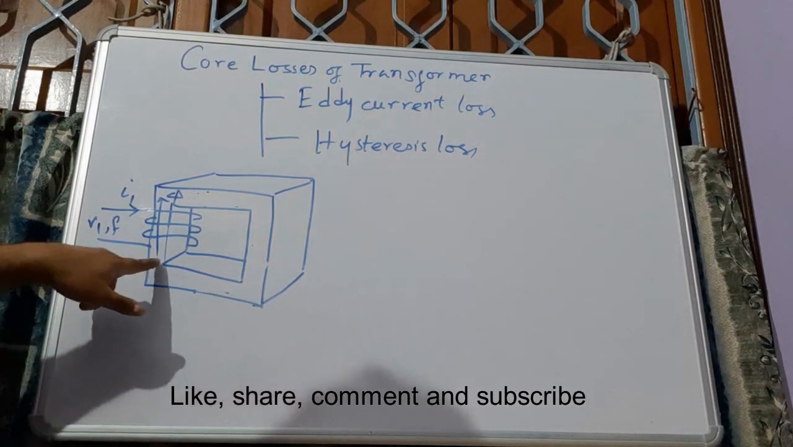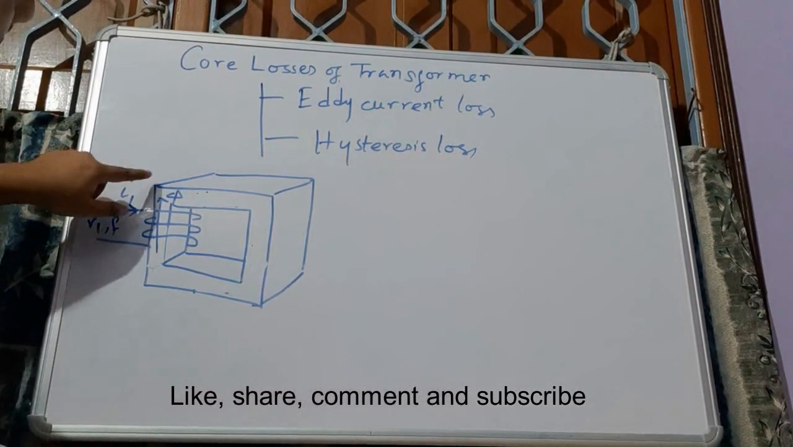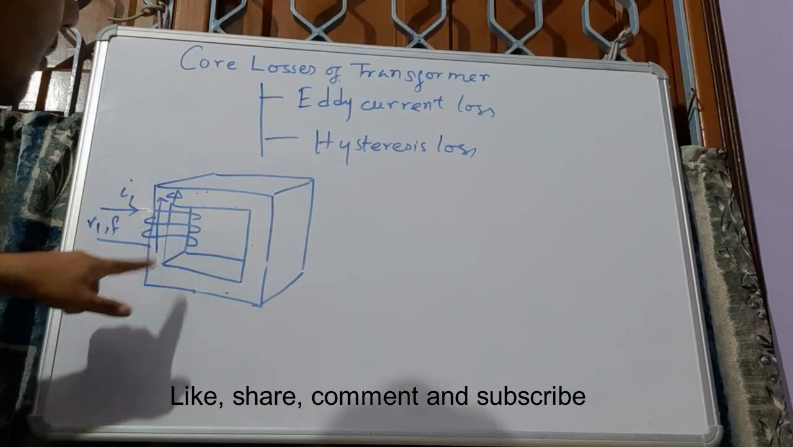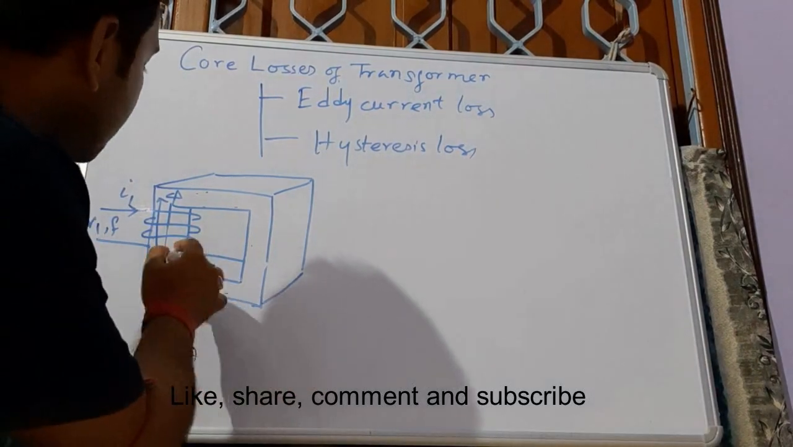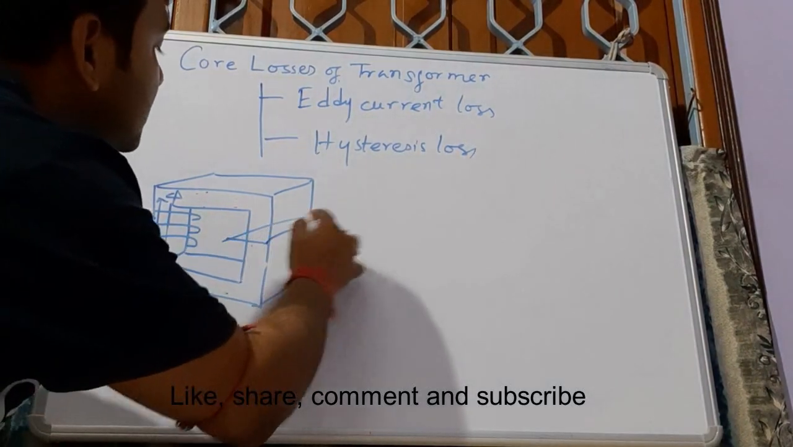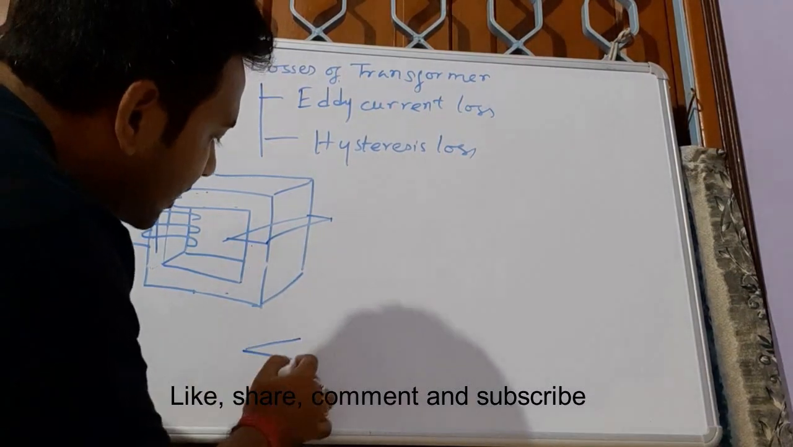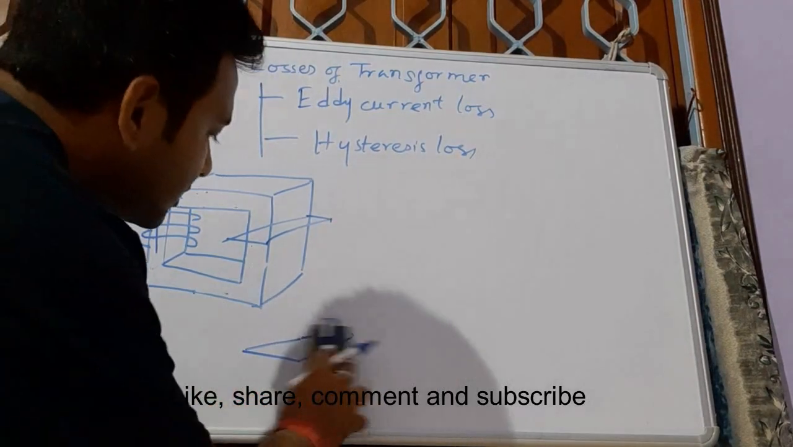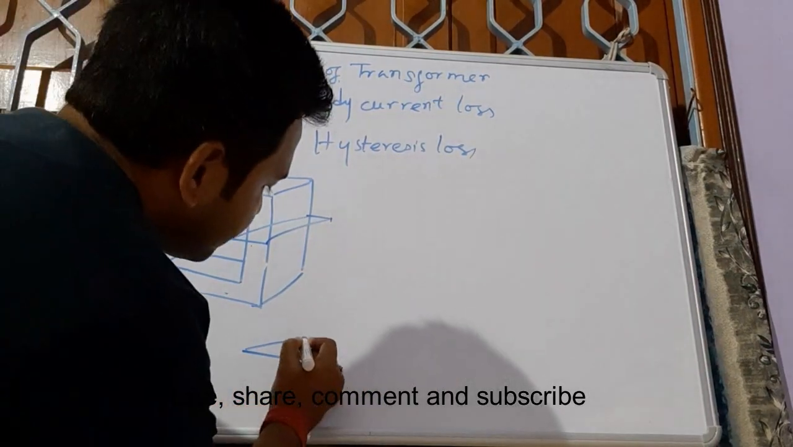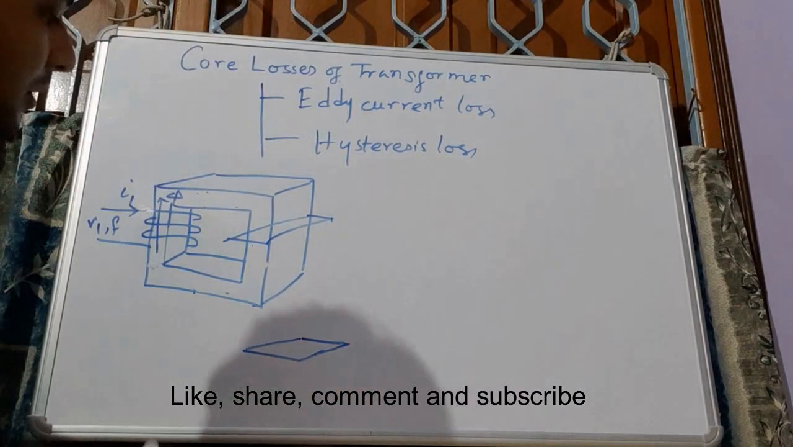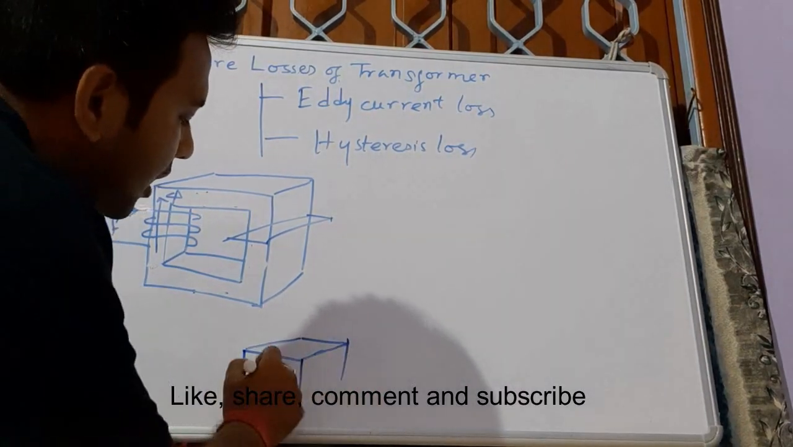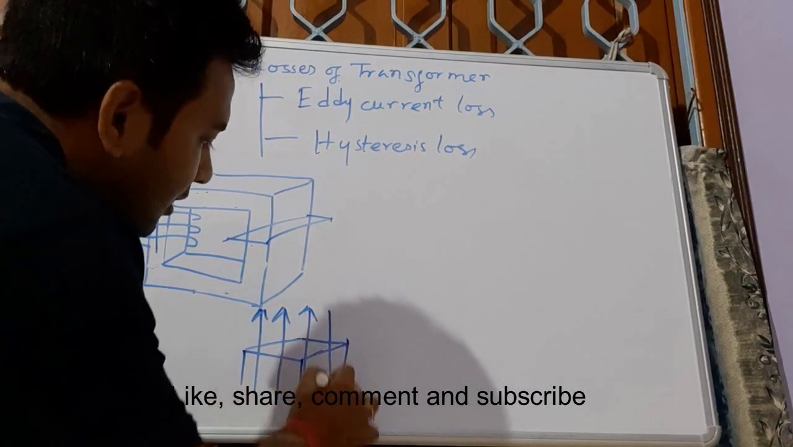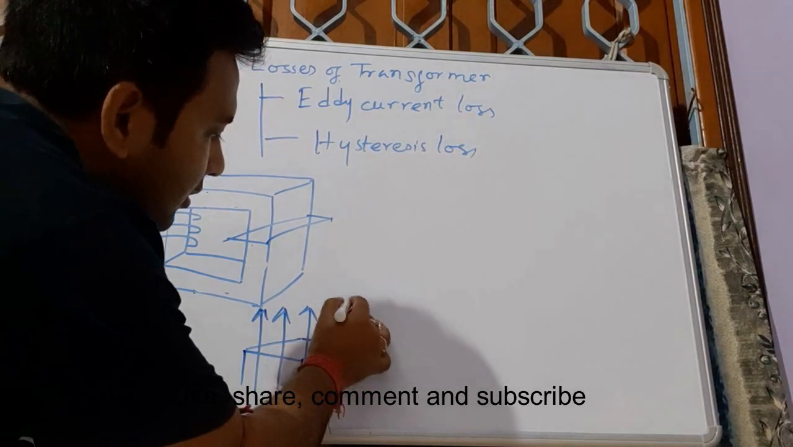Okay. I have drawn a single flux, but it is not a single flux. There are multiple numbers of flux. Suppose take a cross section of this. So this will be like this, right? So this is a square shape. Now there are number of flux lines. Okay. This is the flux.